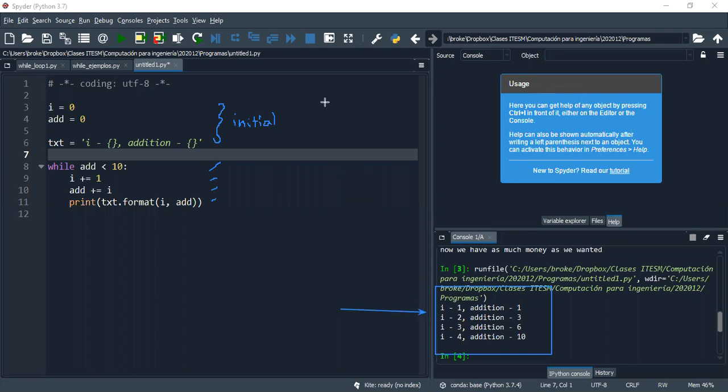So we are just adding the value of I to the value of the addition, and it runs 4 times until the value of the addition is reached, and then it just stops running. Okay, so that's pretty much it.